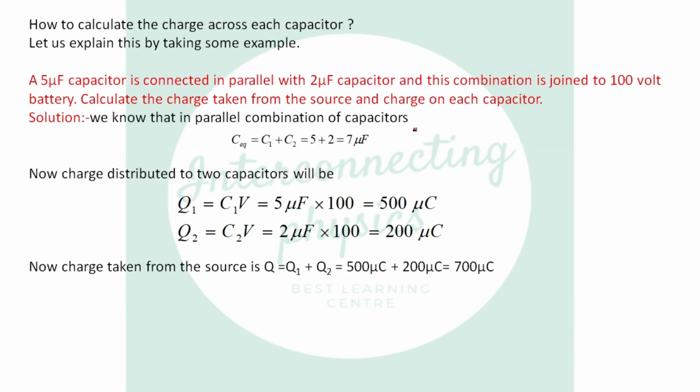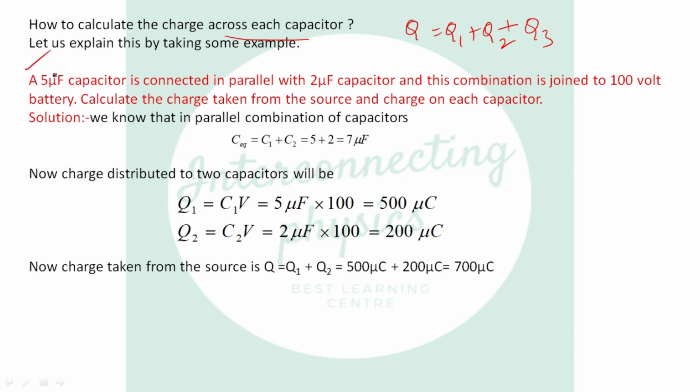Now how do we calculate the charge on each capacitor? Because you know charge is divided in parallel combination. If we have two capacitors, it will be divided into two parts. If we have three capacitors, it will be divided into three parts. So let us explain this by taking an example.